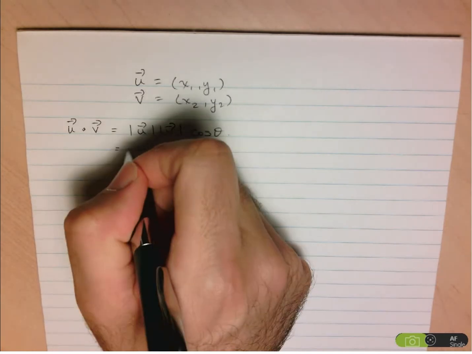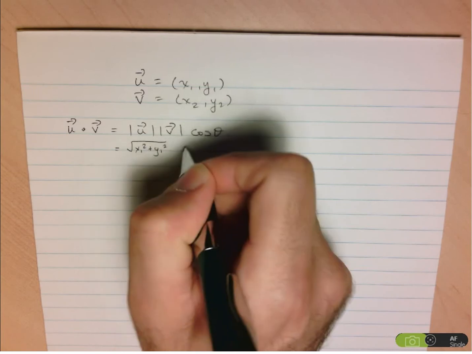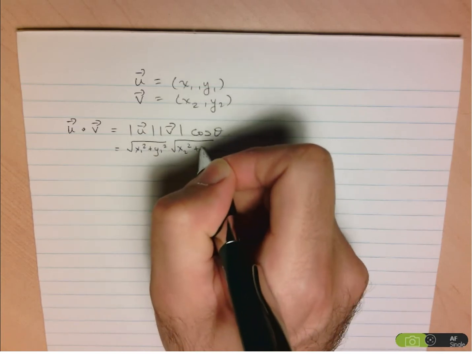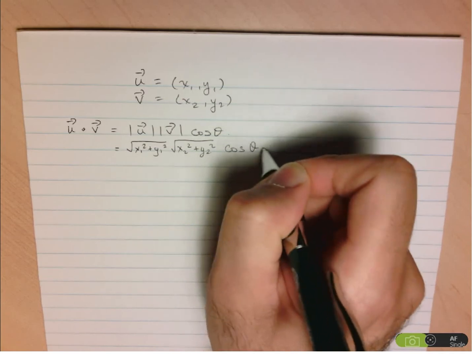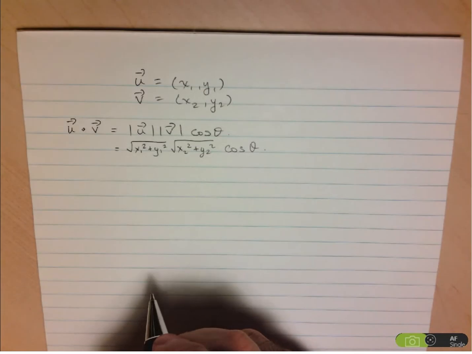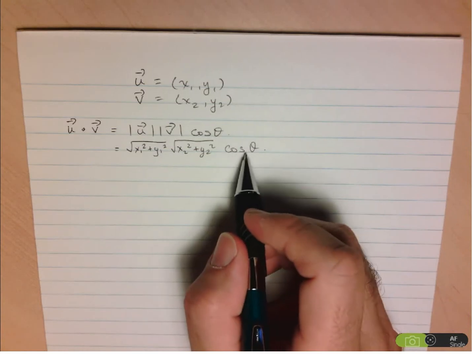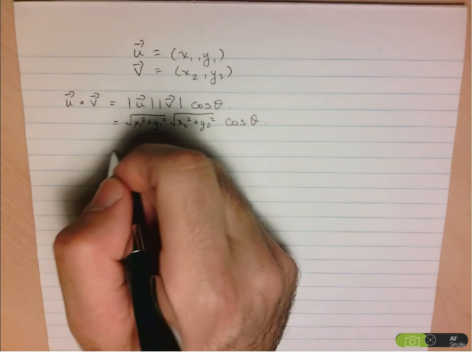We have the magnitude of u is just the square root of x1 squared plus y1 squared. The magnitude of v is just the square root of x2 squared plus y2 squared. And then cosine of the angle between them. So this is where we have to start doing a bit of work, because we need to now write the cosine of theta in terms of the components. So we'll do this here separately.